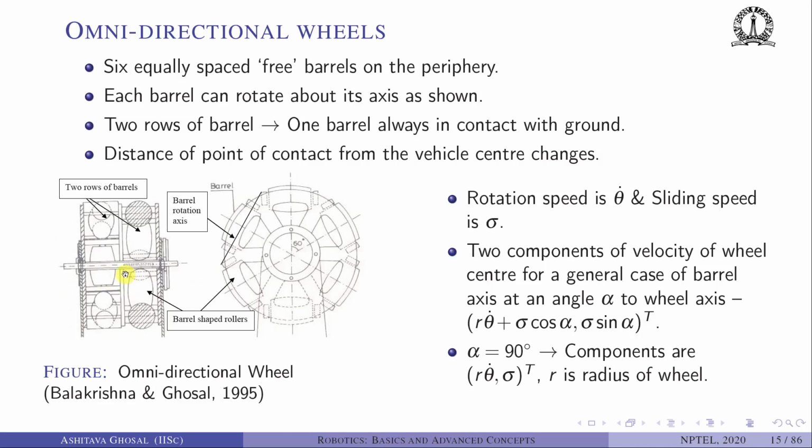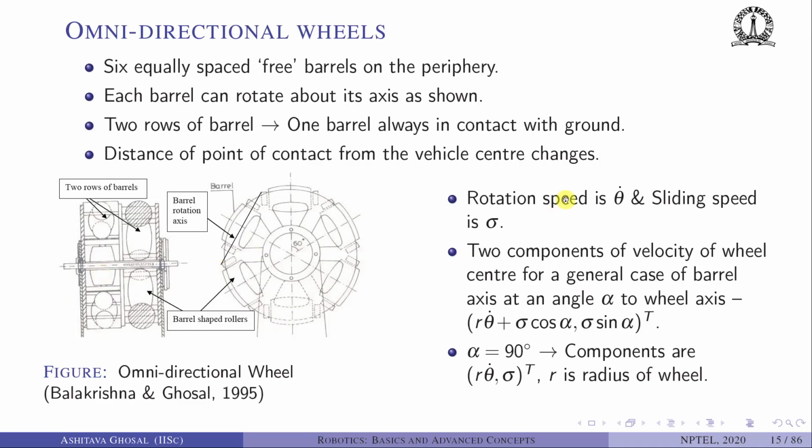If the barrels are at an angle, where this axis is not 90 degrees, then we can get away with 1 row of barrels. The distance between the point of contact and the wheel center changes. So if the wheel is rotating such that the point of contact is on this barrel, then after a while the point of contact is on this barrel. So the distance from the center of the platform to the point of contact will change. This happens in omnidirectional wheels.